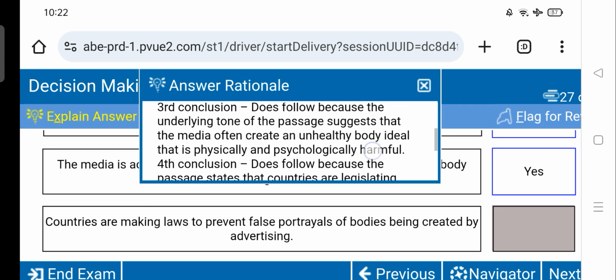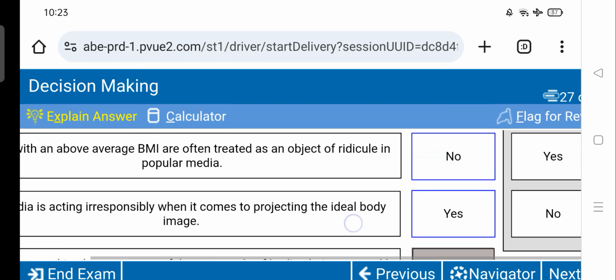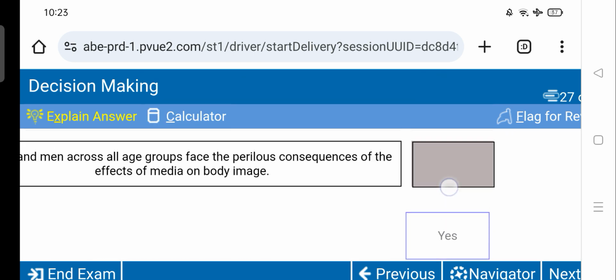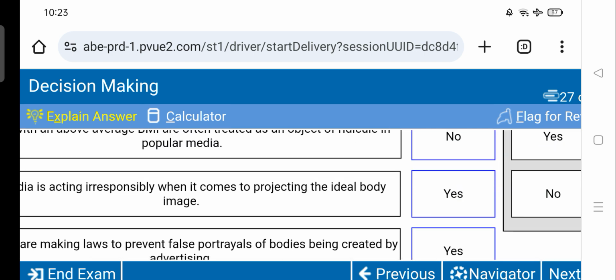Now we have a fourth conclusion which says countries are making laws to prevent false portrayals of bodies being created by advertising. This conclusion does follow because the passage states that countries are legislating against the use of models of below average BMI. So as it does follow, we will drag a yes again and drop it here in front of this conclusion.